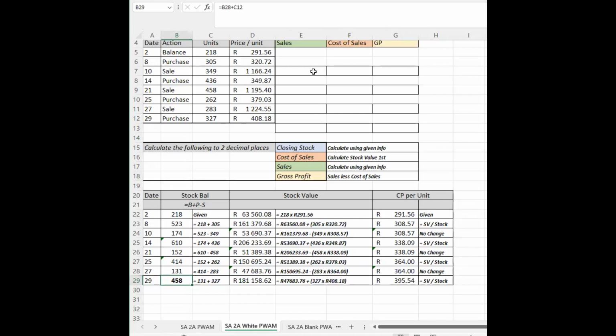Now, when it comes to the sales, that is not a problem. Really, we know when we had a sale, we know what we sold it at per unit and how many we sold. So when we calculate our sales, we will simply multiply those two, and we had another sale on the 21st, so we will do it again, and we had another sale on the 27th, so we will do it again.